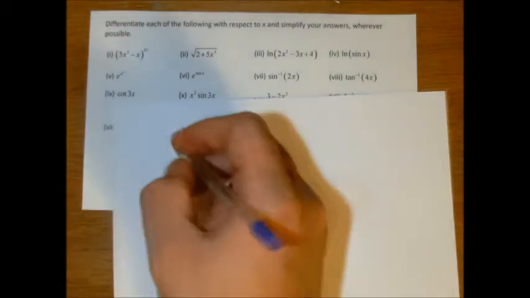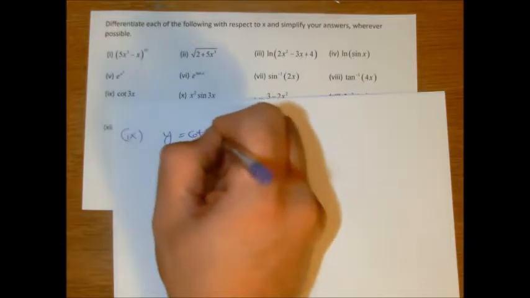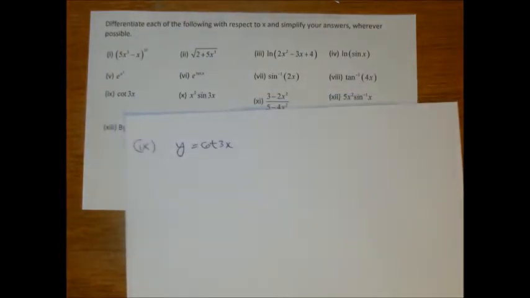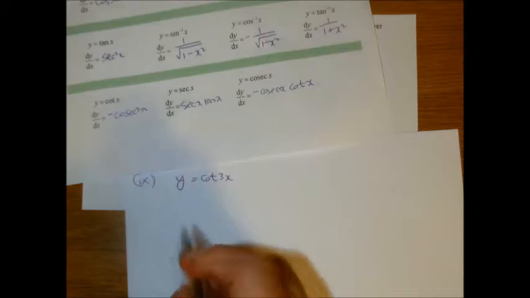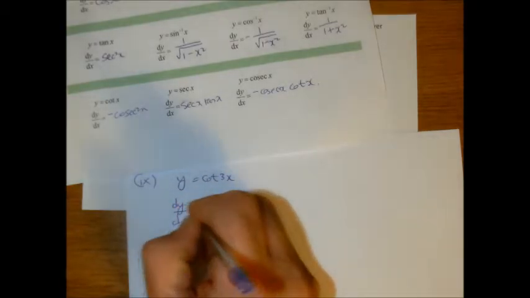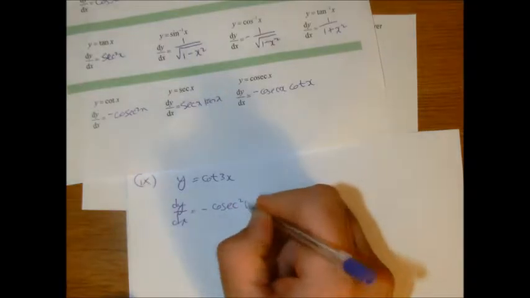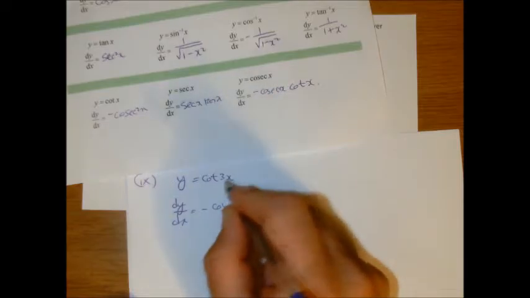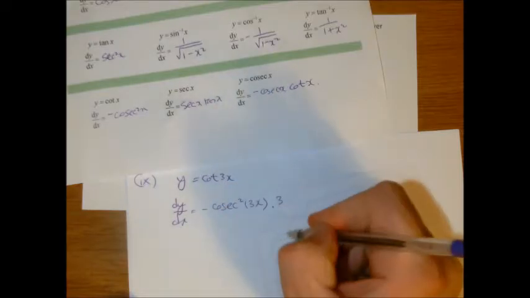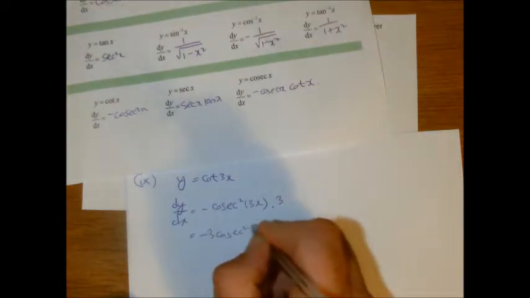Question 9. y equals cot 3x. Again, you've got to use your formula booklet for this, so you don't have to remember this. You just got this here. It's just minus cosec squared x. So when you do dy dx, it'll be minus cosec squared of 3x. And then don't forget to times it by the derivative in here, because it's a function of a function, so you times it by 3. So you end up having minus 3 cosec squared of 3x.